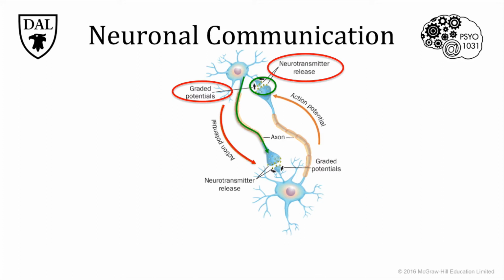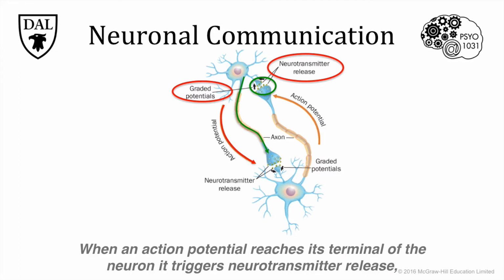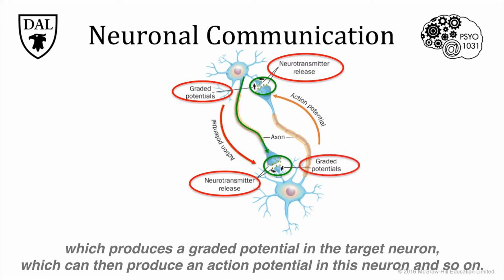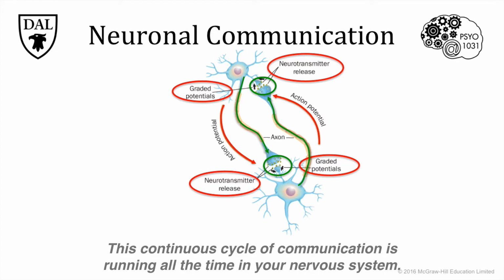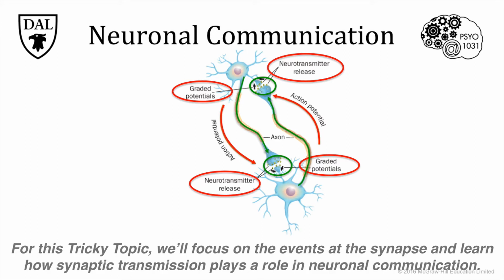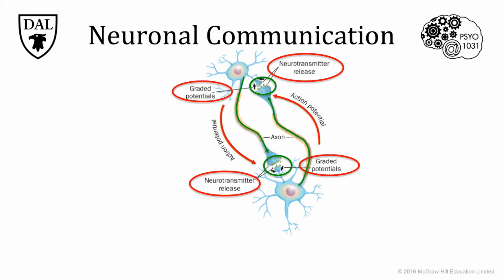potential. When an action potential reaches the terminal of the neuron, it triggers neurotransmitter release, which produces a graded potential in the target neuron, which can then produce an action potential in this neuron, and so on. This continuous cycle of communication is running all the time in your nervous system. For this tricky topic, we'll focus on the events at the synapse and learn how synaptic transmission plays a role in neuronal communication.